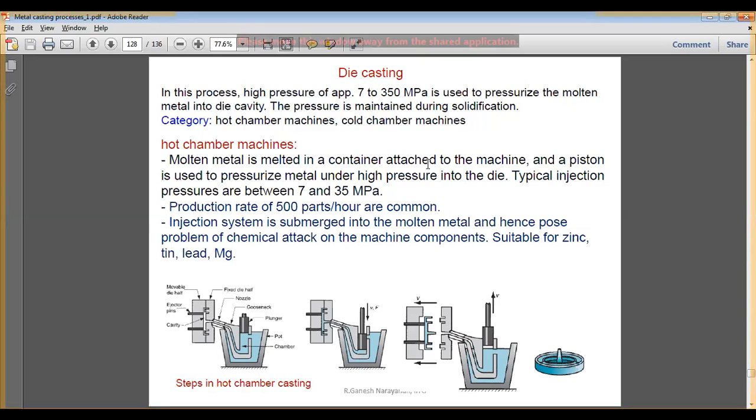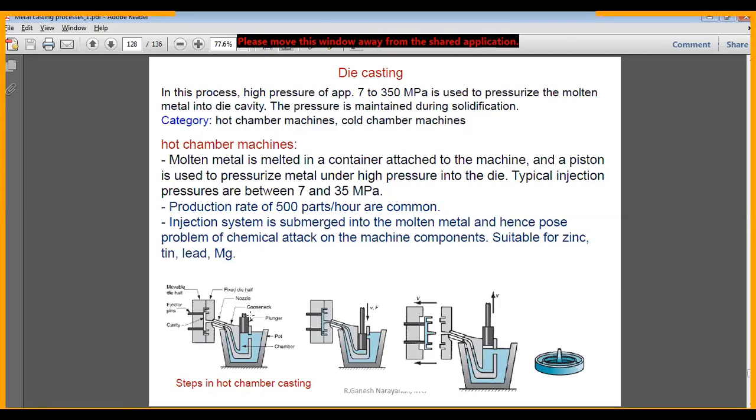We can see that in this hot chamber die casting, the hot chamber is kept hot, and the metal inside is in the molten form. A pressure is applied through a plunger, and this plunger pushes the molten metal inside the cavity. You can see the action of the plunger, and this is the gooseneck lever. It is called a gooseneck because, like a goose, it dips into the molten metal, and then it comes out.